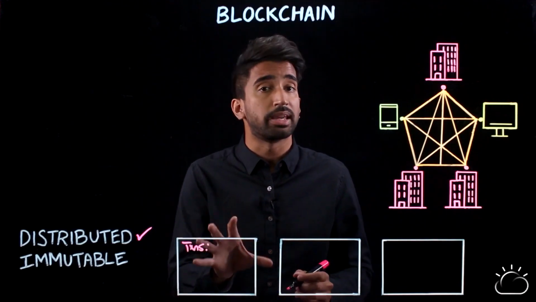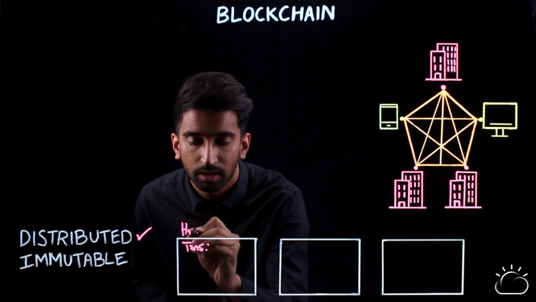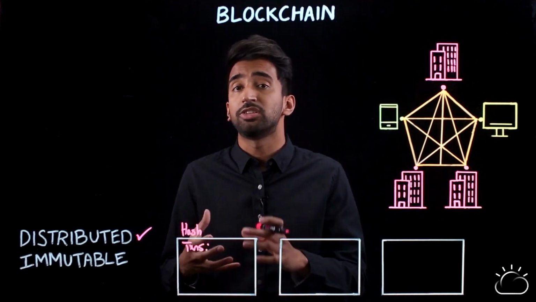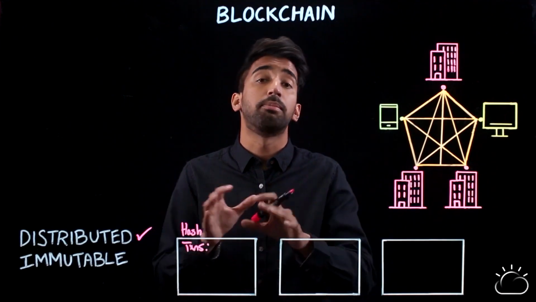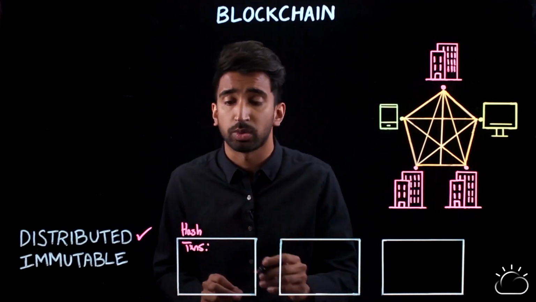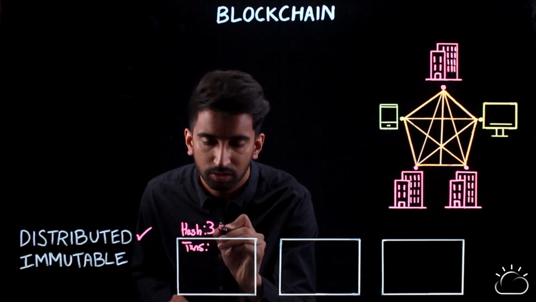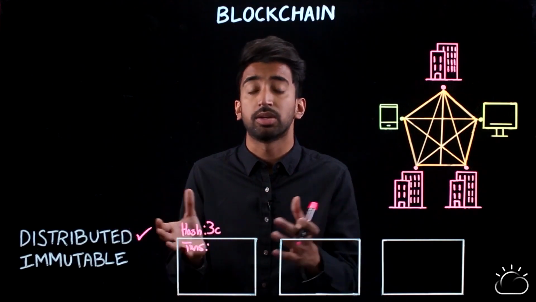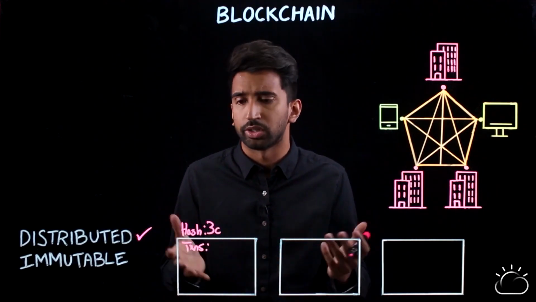In addition, there's going to be a hash. A hash is essentially a digital fingerprint, so it represents the transactions that are in the block and is completely unique. So if any of the transactions were to be changed, the hash would also change. So let's pick a couple of letters for the hash. Generally, it's an alphanumeric sequence that's usually a lot longer, more secure.